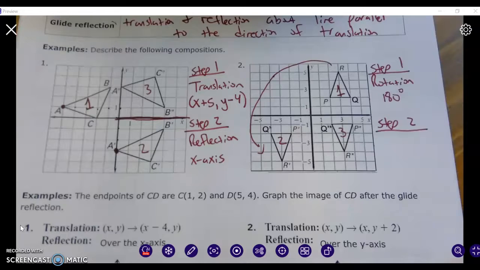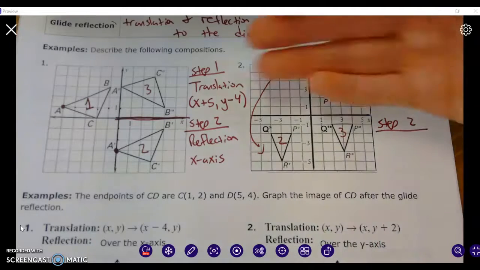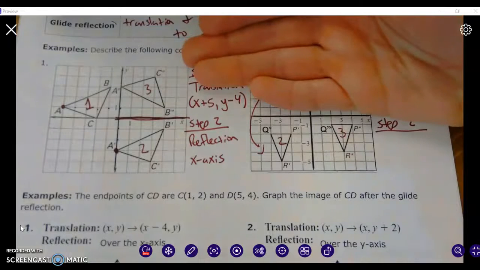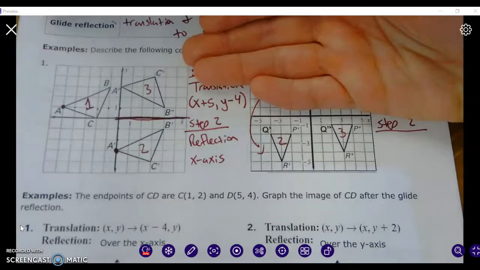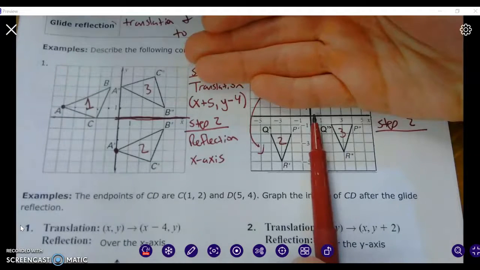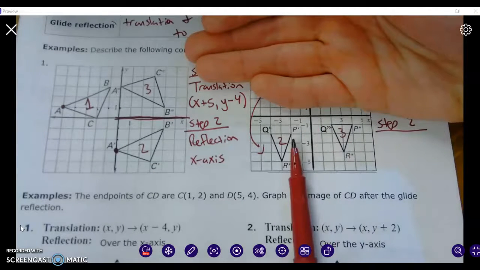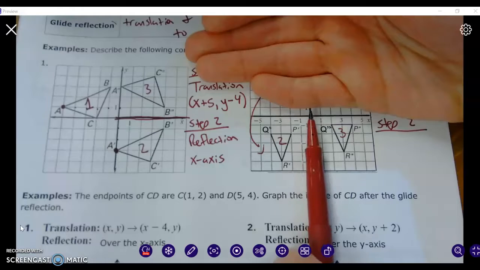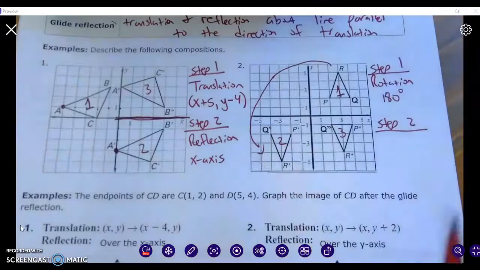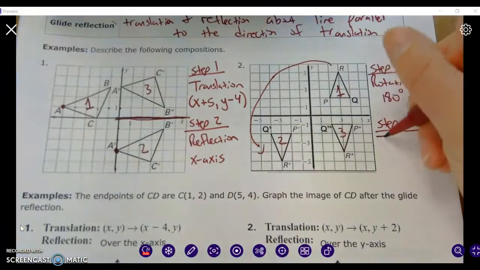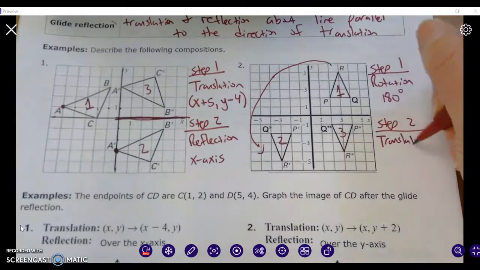All right, between step 2 and 3, we're just looking there. Was that shape flipped? Well, it doesn't look like it. If this was my line of reflection, it didn't; this shape moved up a little bit. So what are we going to go with? Yeah, there's a slide. So this one would be translation.